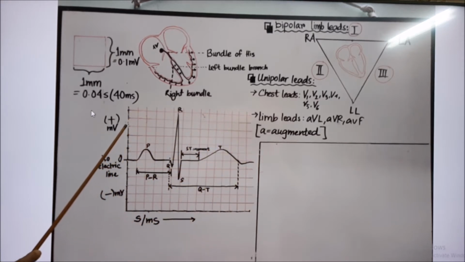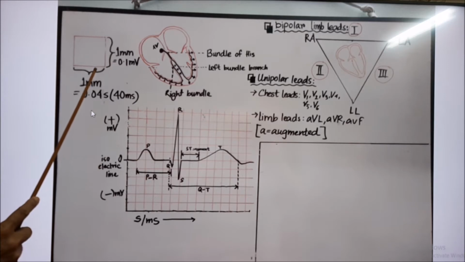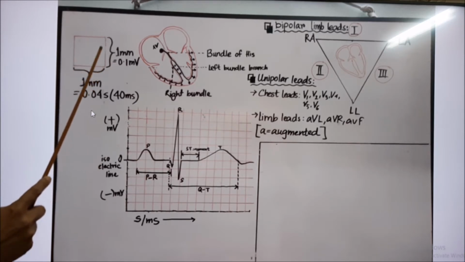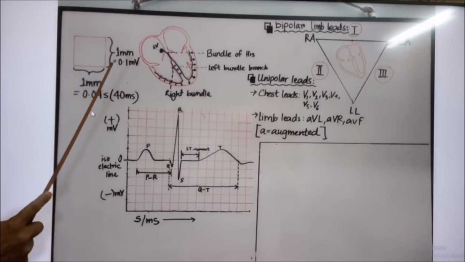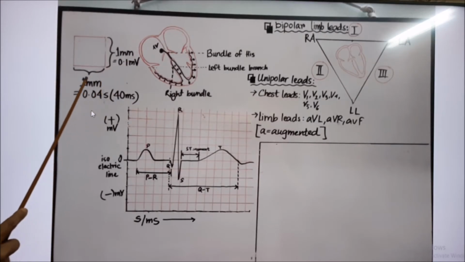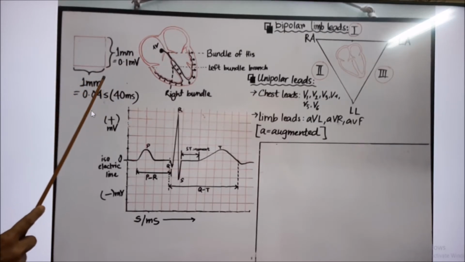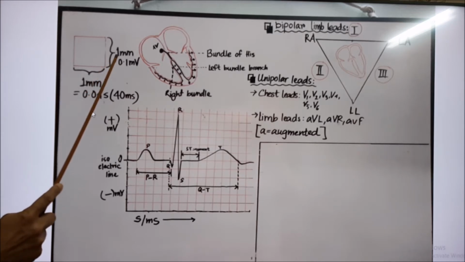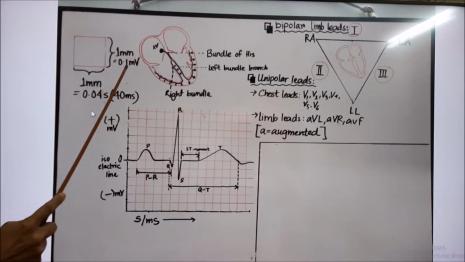This paper includes small squares of one millimeter. You see, this is one small square. Its height is 1 millimeter and its breadth is 1 millimeter. The height denotes the millivolt. 1 millimeter is equivalent to 0.1 millivolt.